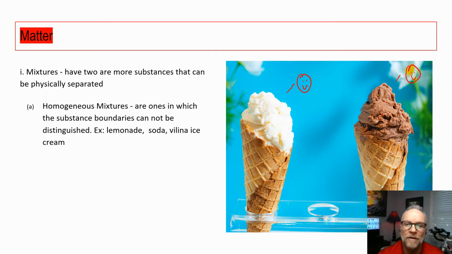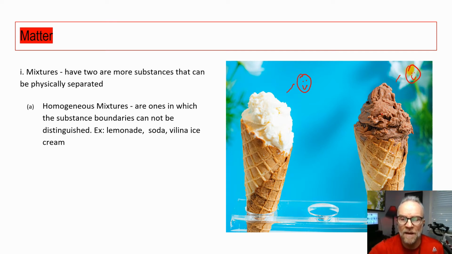You could maybe stretch and say that with some of the more expensive types of ice cream, you can see the vanilla beans and the vanilla flecks in there, so you might be able to argue that it is a heterogeneous mixture, but you'd have to describe it rather well to do that.